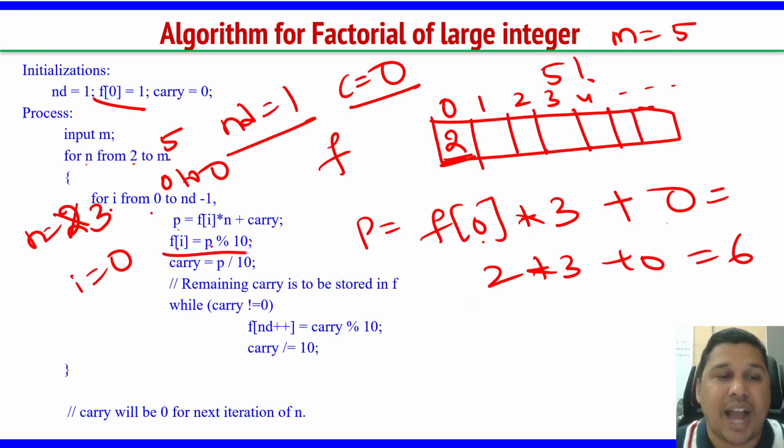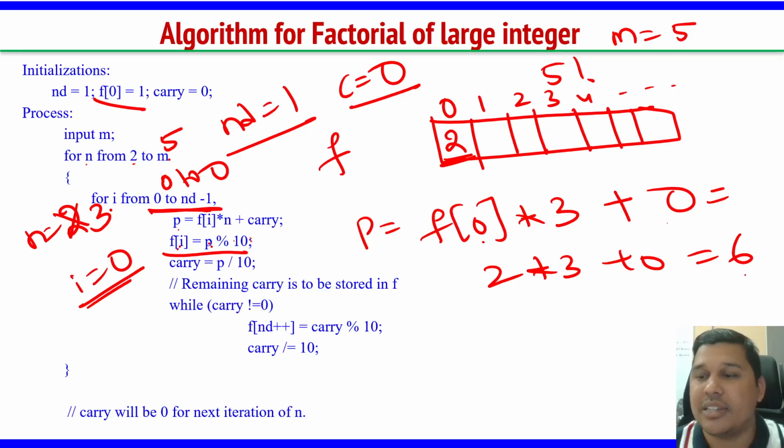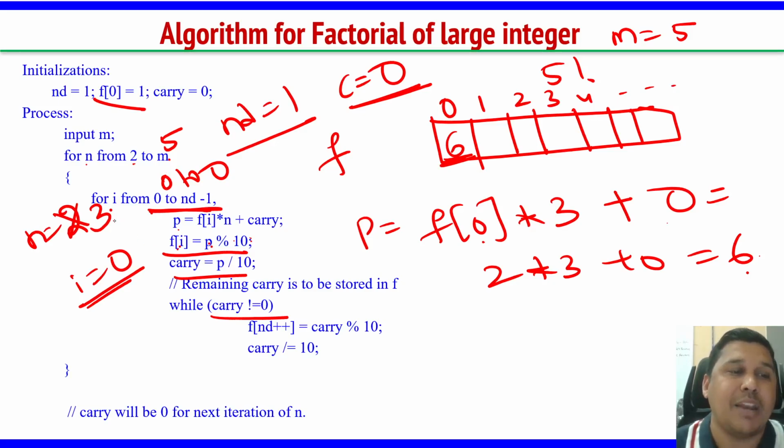Now f of I, what is I value? 0 only, because this loop is ranging from 0 to 0 only. So f of 0 equal to p modulo 10, that is 6 modulo 10. 6 modulo 10 means 6, that I have to put in f of 0. So f of 0 contains 2, this will be erased and 6 comes here. Carry equal to p by 10, that is 6 by 10, again 0, so no change in the carry. Carry is not equal to 0 fails, so I will go up, and I will make n value 4 this time.